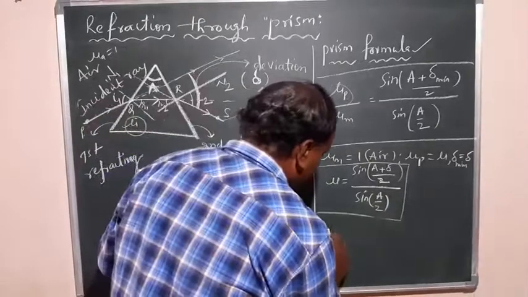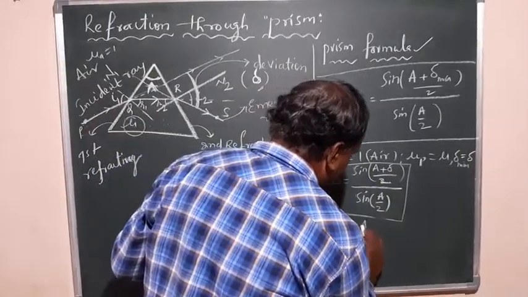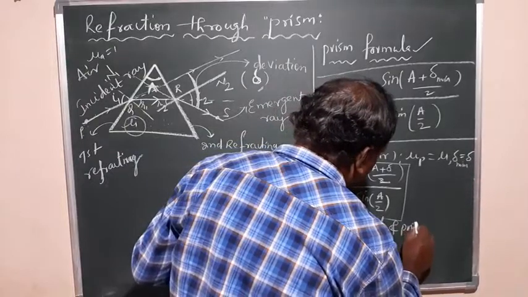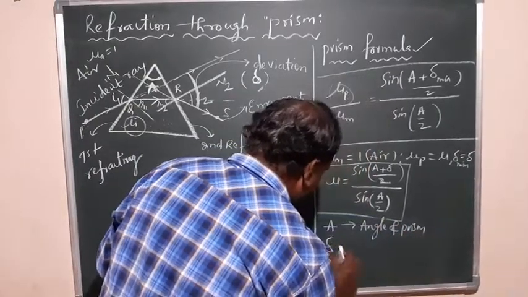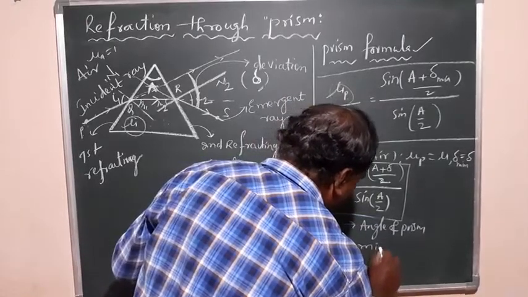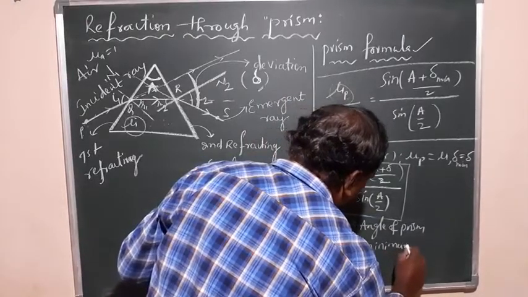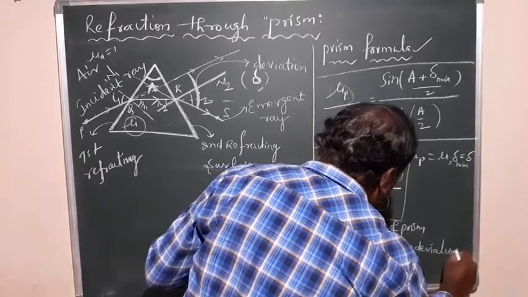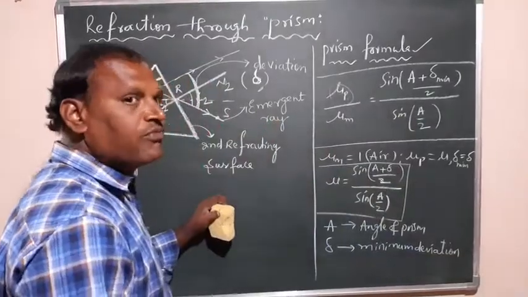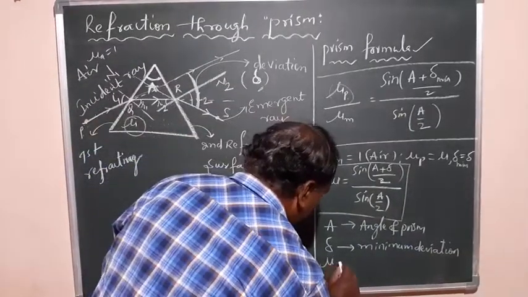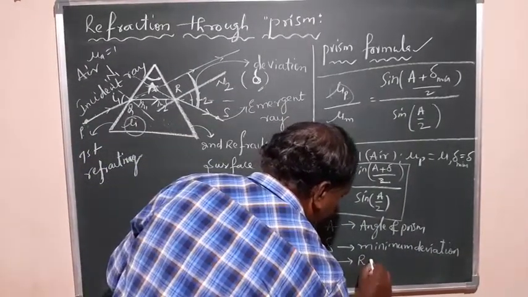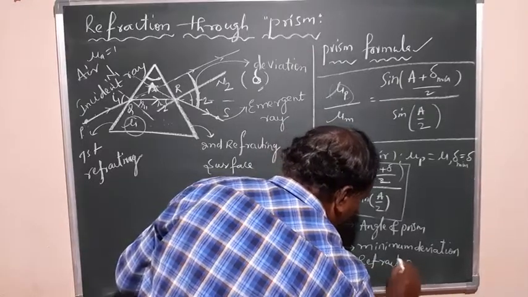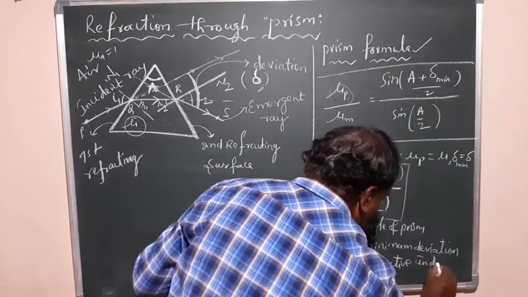Here A is the angle of prism, delta is the minimum deviation, and mu is the refractive index of the prism.